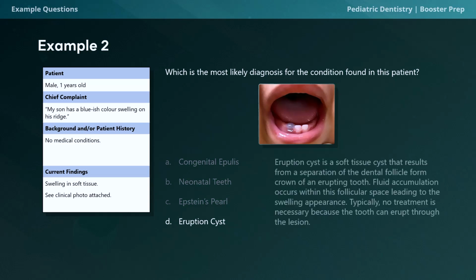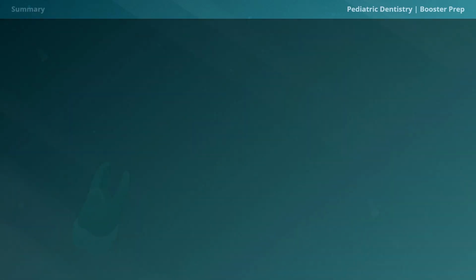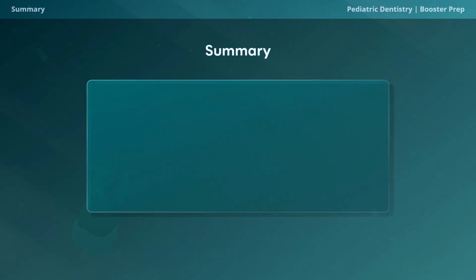The correct answer to this question would be option D, an eruption cyst. To review, an eruption cyst is a soft tissue cyst that results from a separation of the dental follicle from the crown of an erupting tooth. Fluid accumulates in this follicle space, leading to the swelling appearance. Typically, there's no treatment needed because the tooth can erupt through this lesion.